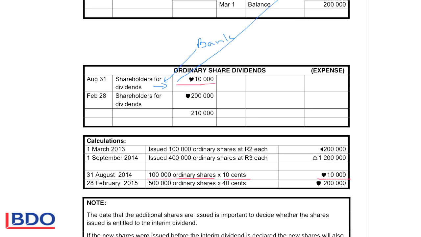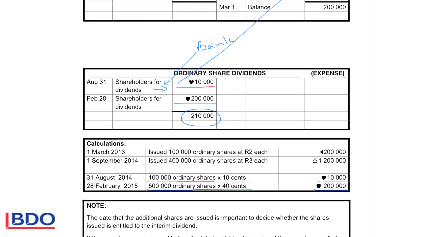So when we do this calculation, at the end of the year we've got 500,000 ordinary shares and we pay 40 cents per share. That means the dividend will be 200,000 Rand. Ordinary share dividends is the expense, so I will indicate the expense increases on the debit side. My total expense for ordinary share dividends therefore is 210,000 Rand. This dividend was debited to increase the expense.